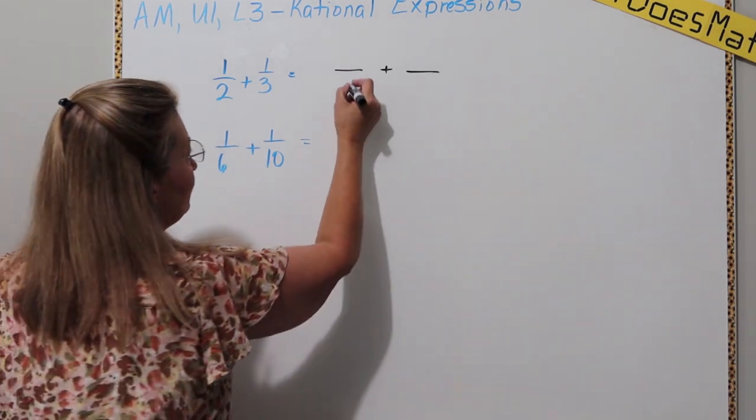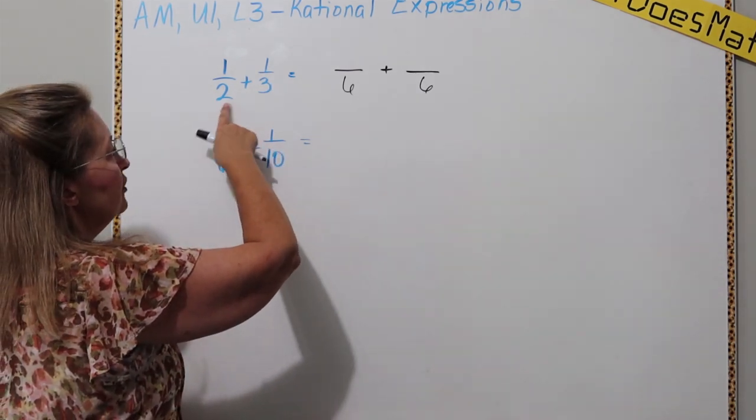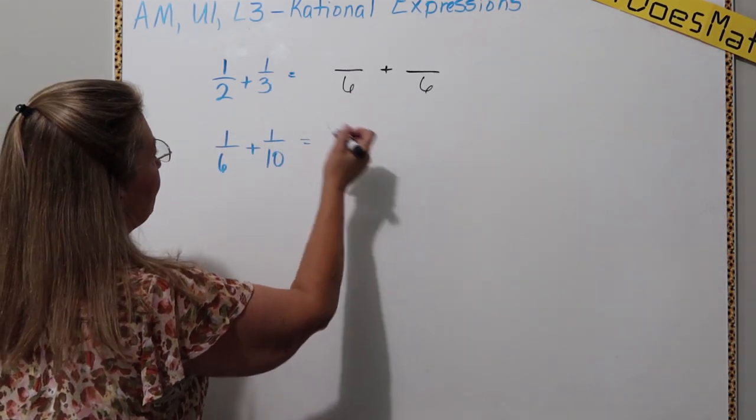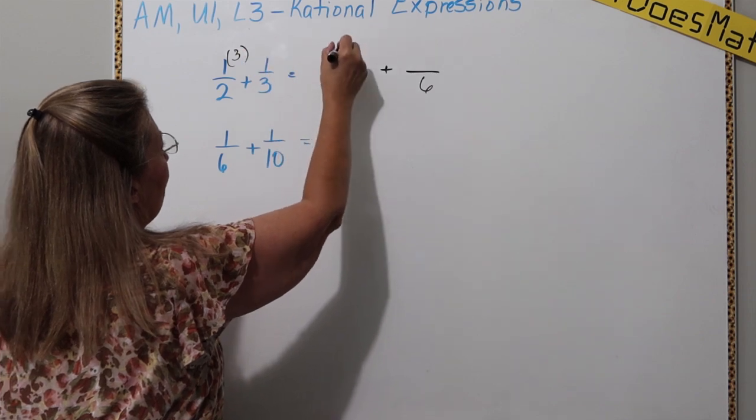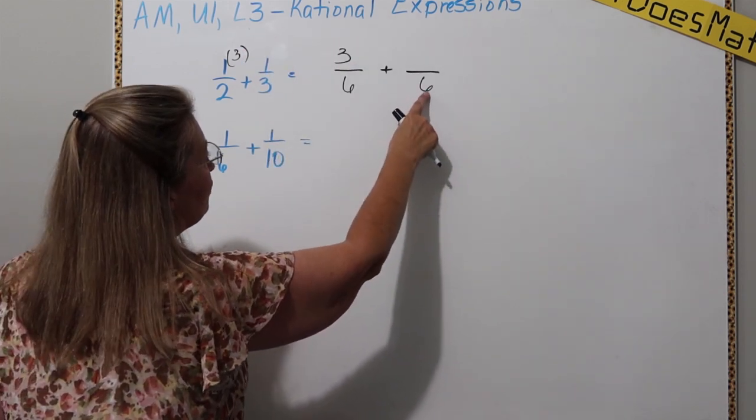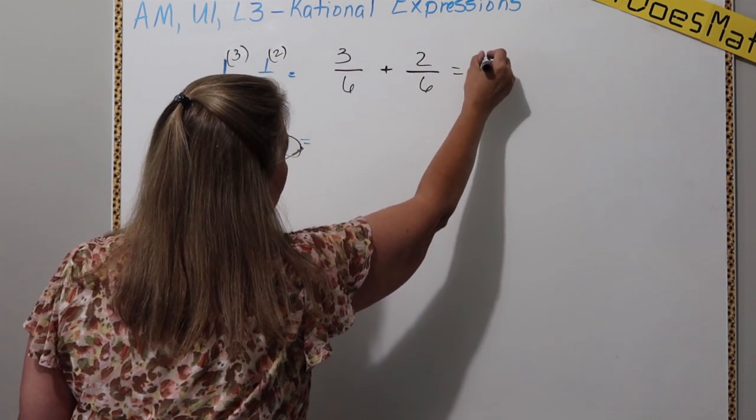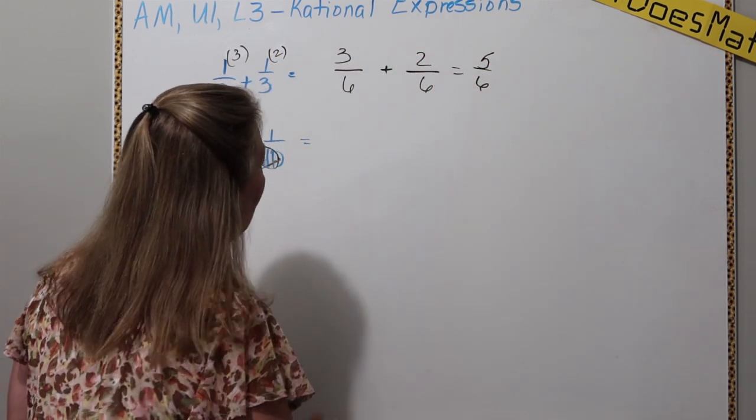Now this one's easy to spot. You knew that was 6. So you ask yourself, what did you do to 2 to get to 6? Well, you multiplied it times 3. So you got to multiply the top times 3. And this time you multiplied 3 times 2 to get 6. So you got to multiply the top times 2. So you got 5/6.